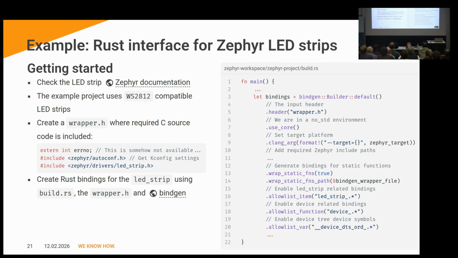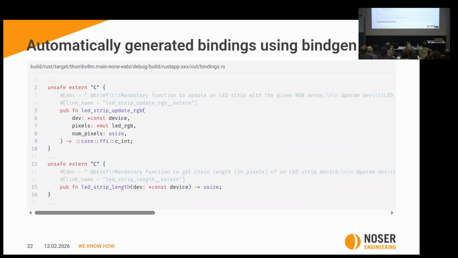We have to configure the target platform for Clang running in the back. We can specify some allow lists to define which functions and types we want to generate bindings for. And if we run everything together, then we might end up with something like this bindings.rs. And just as two examples, now we have this led_strip_update_rgb and led_strip_length. That's what it looks like if we generate it automatically.